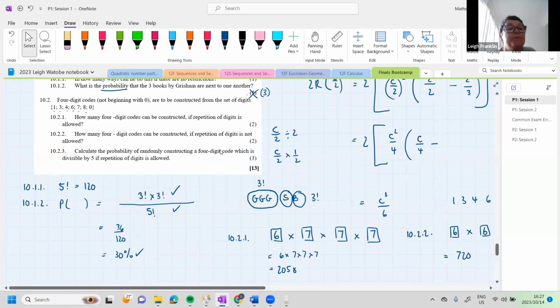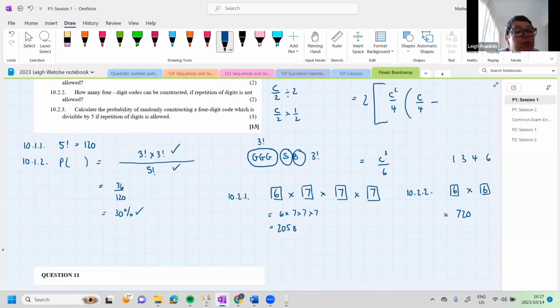Let's do 10.2.3. Now they've asked us to calculate the probability of randomly constructing a 4-digit code, which is divisible by 5 if the repetition of digits is allowed.